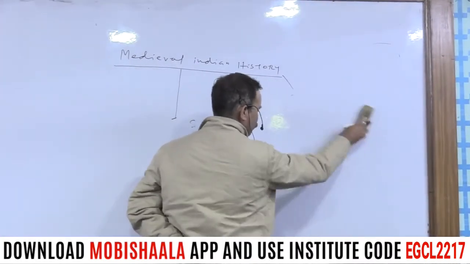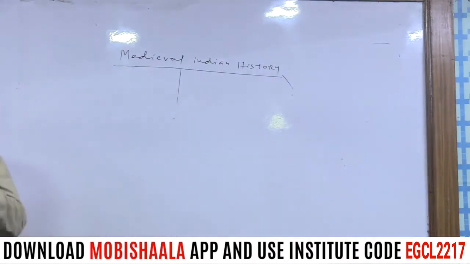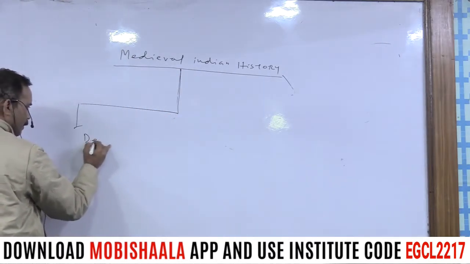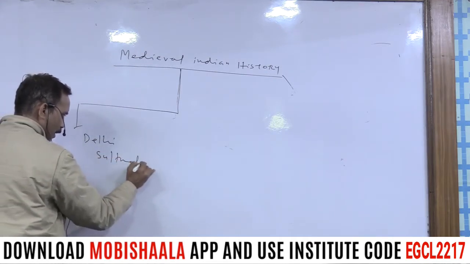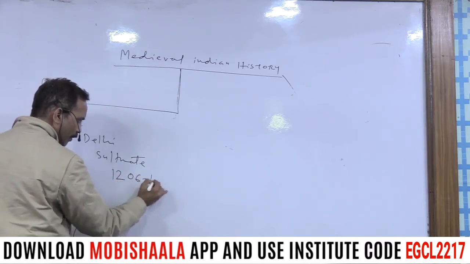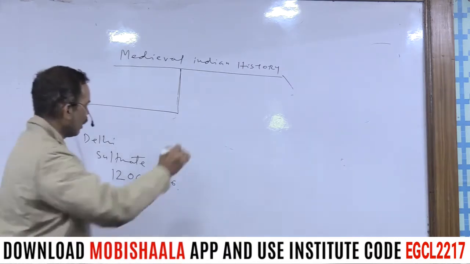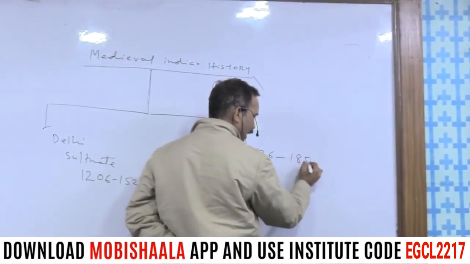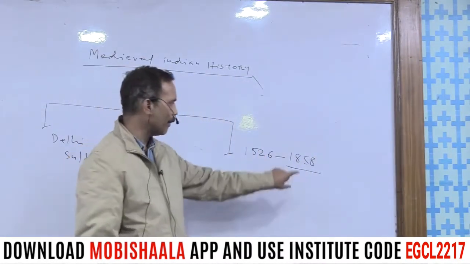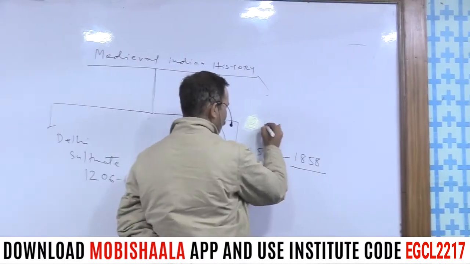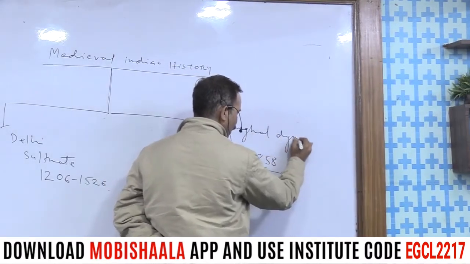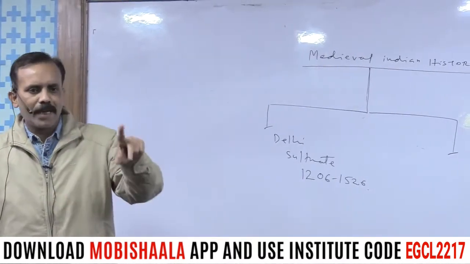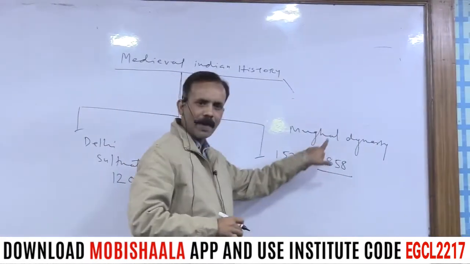Now, once you say medieval India, it means a history of two different dynasties. One was Delhi Sultanate, from 1206 to 1526, the first phase, and the second phase came to emerge in 1526 up to 1858, the end of Mughal Empire in India, okay? This is Mughal dynasty. It means the medieval India is all about the history of two dynasties. One led by the sultans of Delhi and second led by the Mughal emperors.